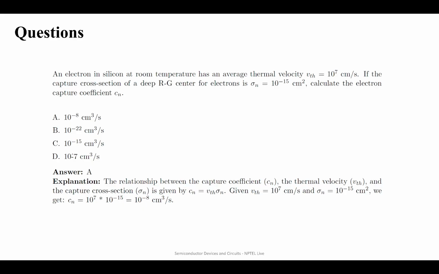So the answer is A. The relationship between capture coefficient, thermal velocity, and capture cross section is given by Cn equals V_th sigma_n. So V_th is 10^7, sigma is 10^-15. So Cn will be 10^-8 centimeter cube per second.